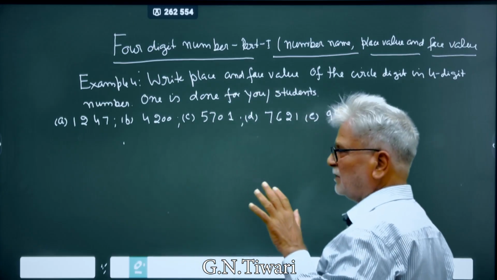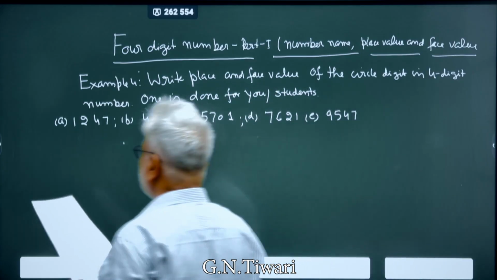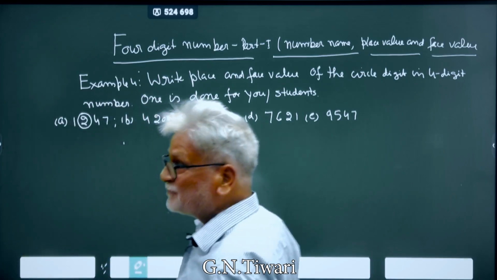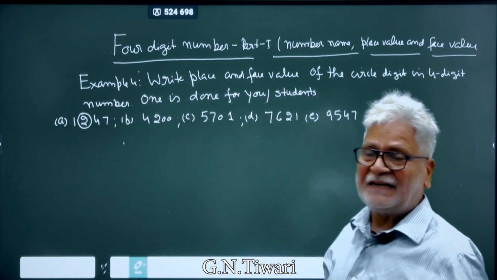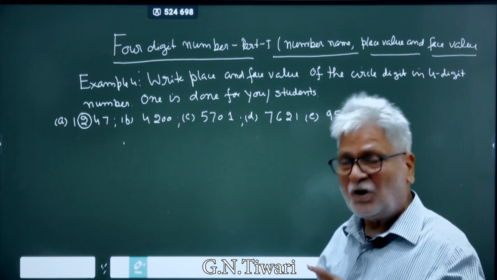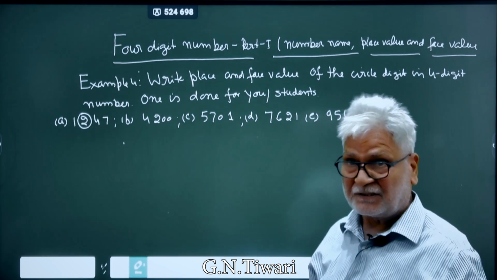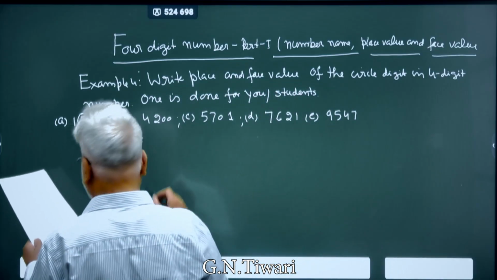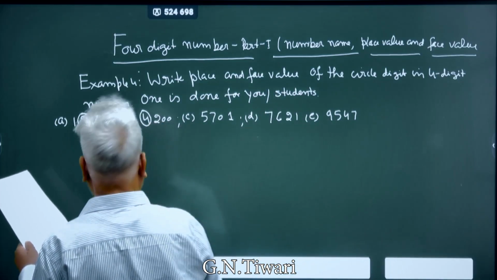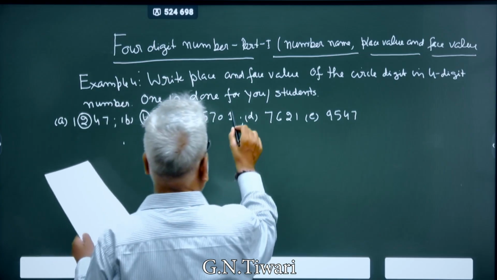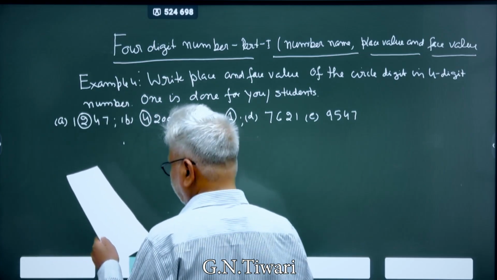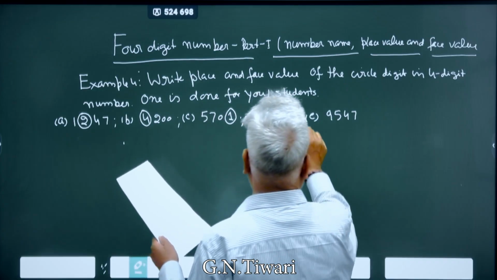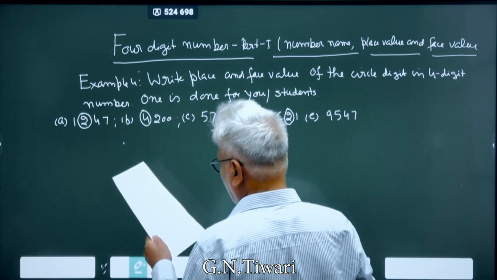I've done for you. Circle digit here is 2. If it is asked for circle digit, so you have to only write place value of 2 and face value of the 2, not for others. But for practice, you can do for all. Here it is 4. Here it is 1. Then 7 6 2 and then 5.